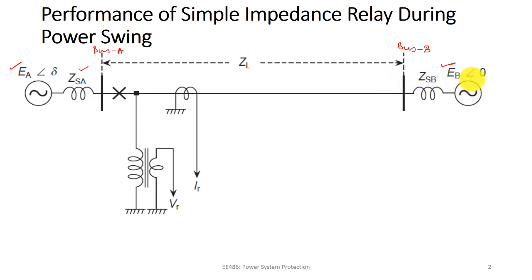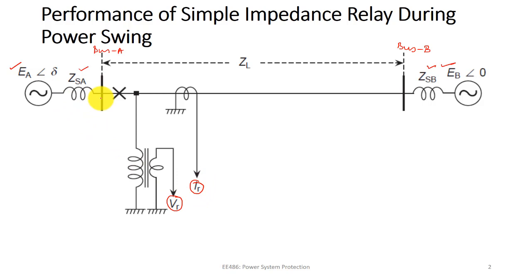ZSB is the source impedance of the source EB, and ZL is the transmission line impedance. We can see here VR and IR. IR is the current measured by the CT, which is fed to the relay, and VR is measured by the PT, which is fed to the relay as well. Therefore it is marked as VR and IR. The relay is connected at bus A.